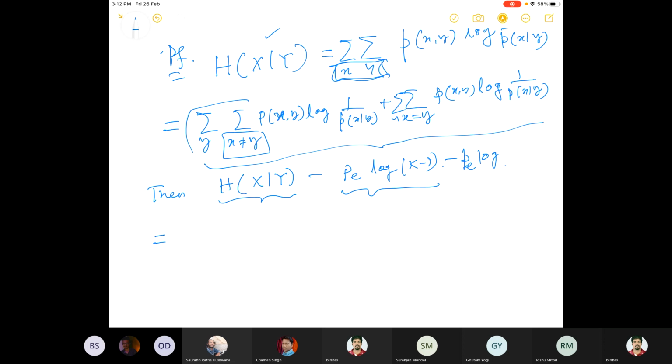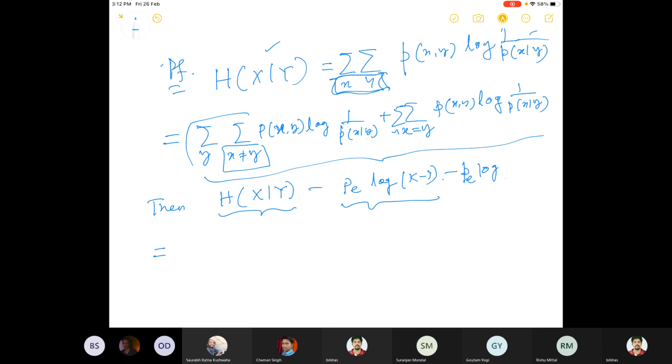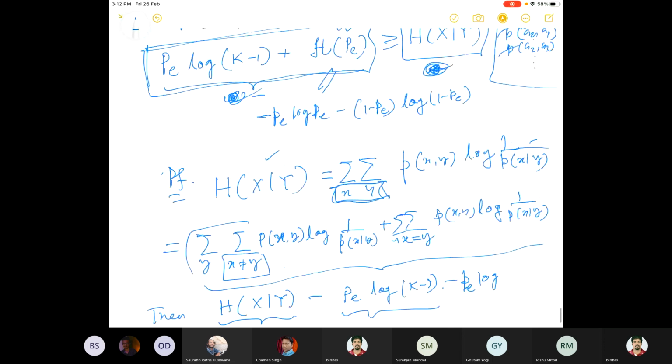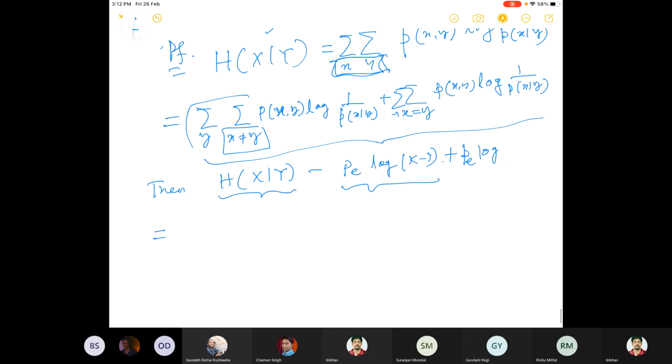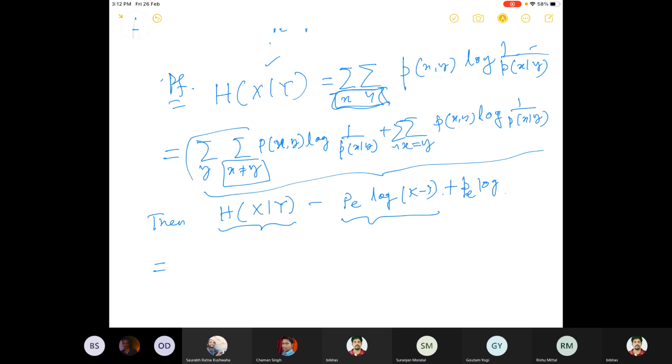So PE log, what was that? I was writing the entropy, right? Yeah, entropy. Here is the plus entropy. If I take this minus this, here it will be minus, it'll pass plus. Just a minute. So plus of this log, what will that be? Log P. Plus of 1 minus PE, log of 1 minus PE.